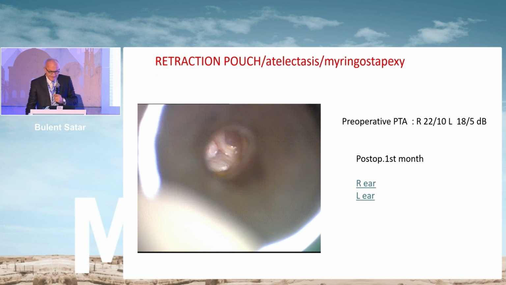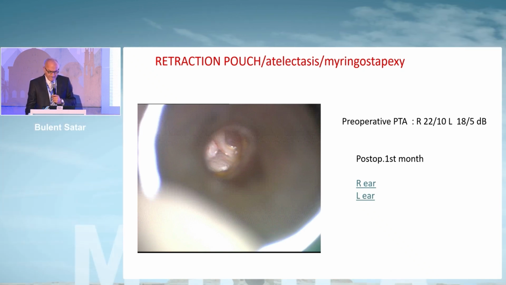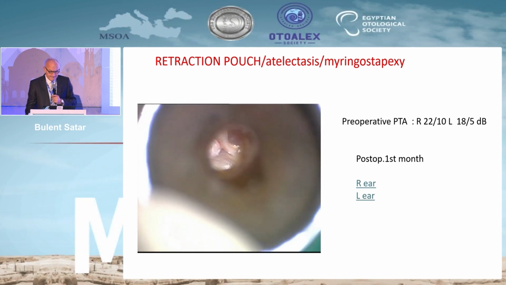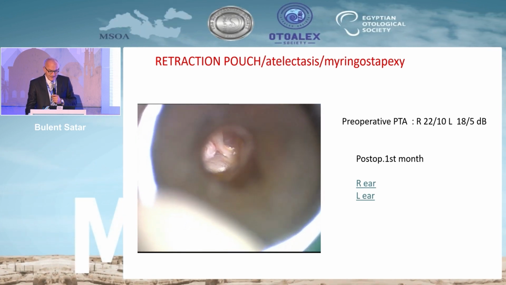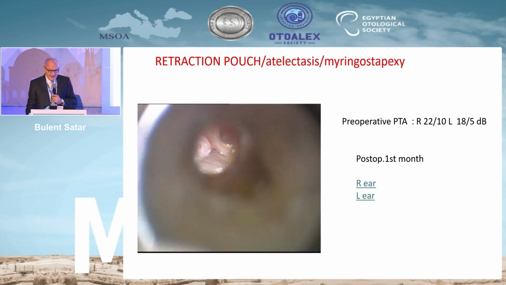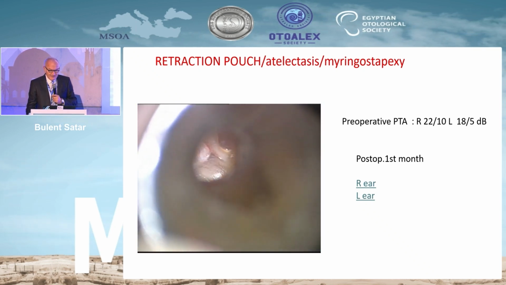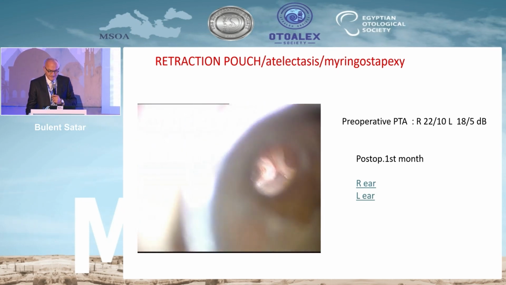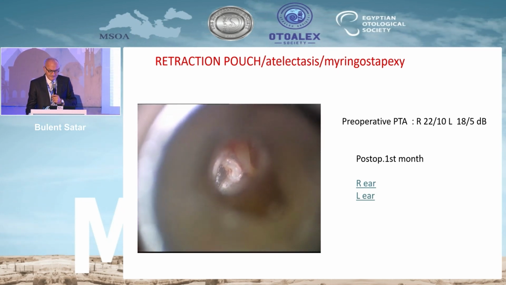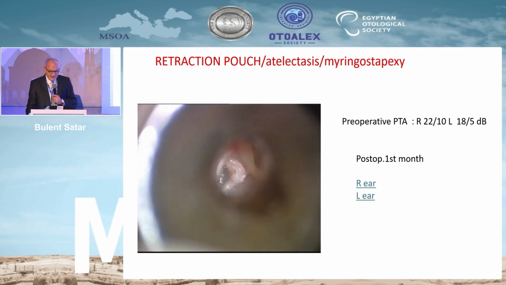This case, a 9-year-old female, had the tympanic membrane adhered to the incudostapedial joint, and the whole tympanic membrane is very atrophic, and there was no fluid in the middle ear. This is the stapedial tendon.